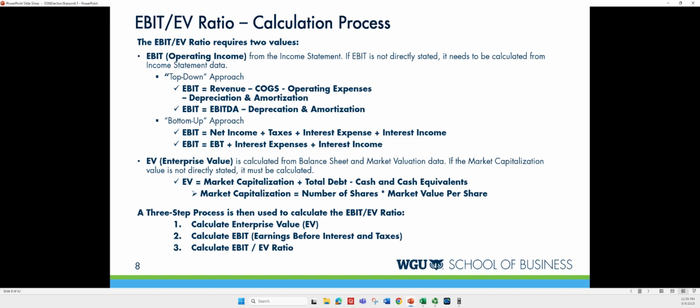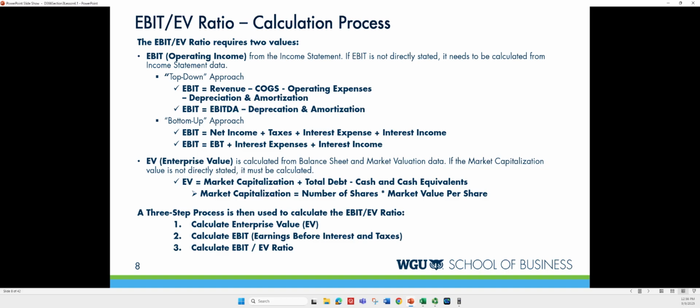So you sometimes have to take what's called the bottom-up approach, meaning you're starting down at the bottom of the income statement where net income lies, and then you have to work your way back up by adding things back to net income. So if we have to take that approach, we'll typically use EBIT equals net income plus taxes plus interest expenses plus interest income. Now, if the information is available, you can also use earnings before taxes plus interest expenses and interest income. So that's the first primary value, EBIT.